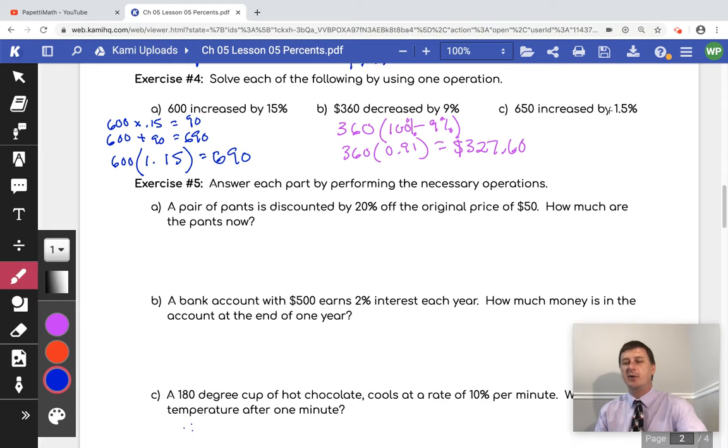Next, 650 increased by 1.5%. Again, we're going to take that original 100% and add on 1.5%. And 1.5% as a decimal here is really 0.015. So we're going to add this onto 1 for 100%. So we're going to have 650 times 1.015, because we're increasing that original amount, 100% plus 1.5%. And this will give us our final answer using only one operation.